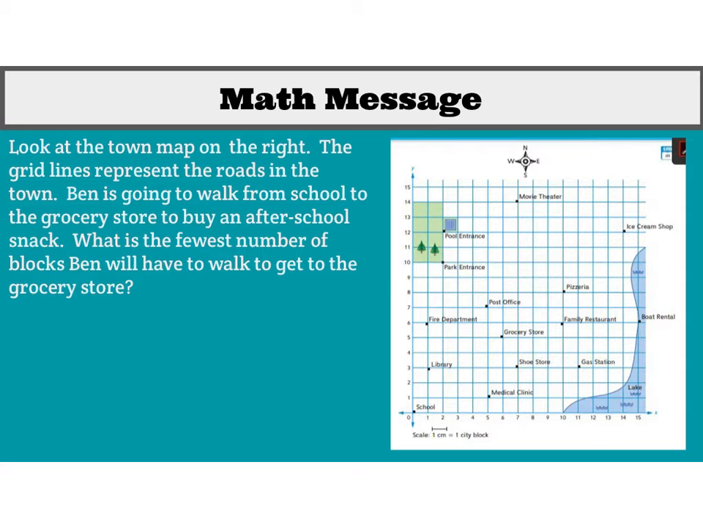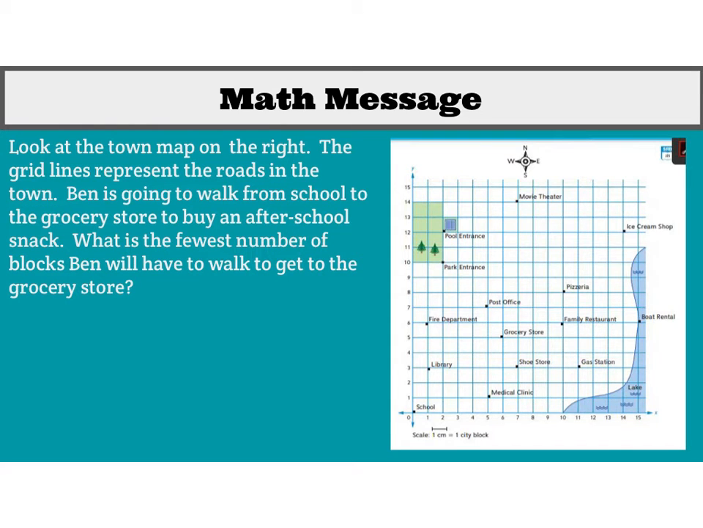Okay, our math message today involves taking a look at the grid that is here on the right. It's actually a town map, and we're going to use those grid lines to represent the roads in the town. So we have a little problem here. It says Ben is going to walk from school to the grocery store to buy an after-school snack. What is the fewest number of blocks Ben will have to walk to get to the grocery store?